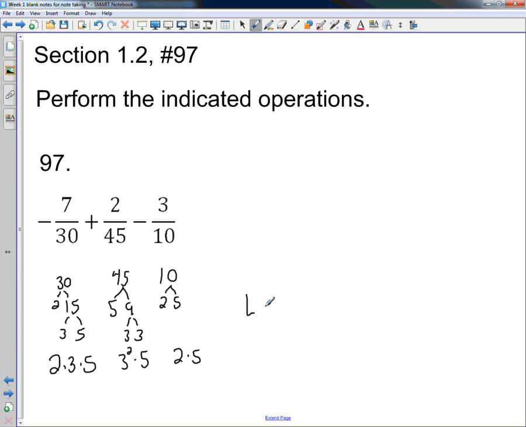So my LCD is going to be the highest power of each factor. So what I want to look at is I have a 2 here and I have a 2 here. Both of them are a power of 1. So my factor only needs a 2 to the power of 1. I have a 3 to the power of 1 and I have a 3 squared. Well, the highest power is the 3 squared, so that's what I need to keep. And then I have a 5 to the power of 1, 5 to the power of 1, 5 to the power of 1. So I have a 5.